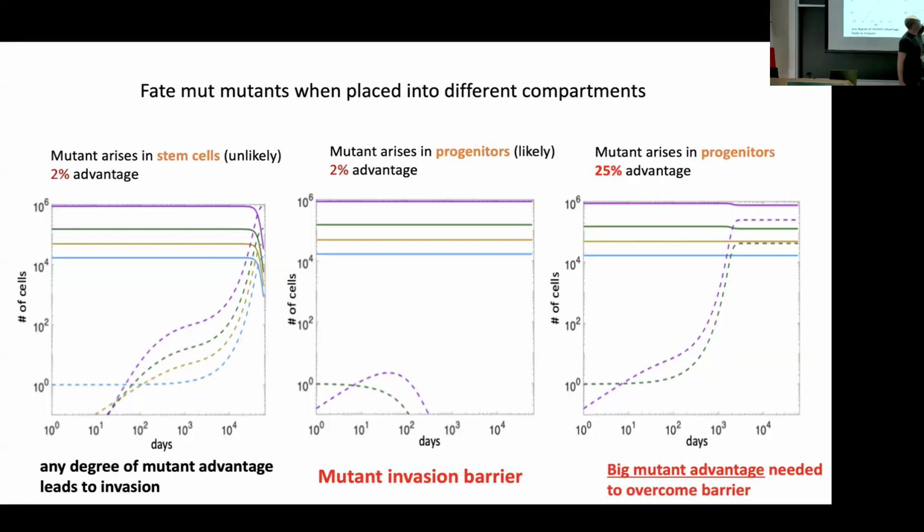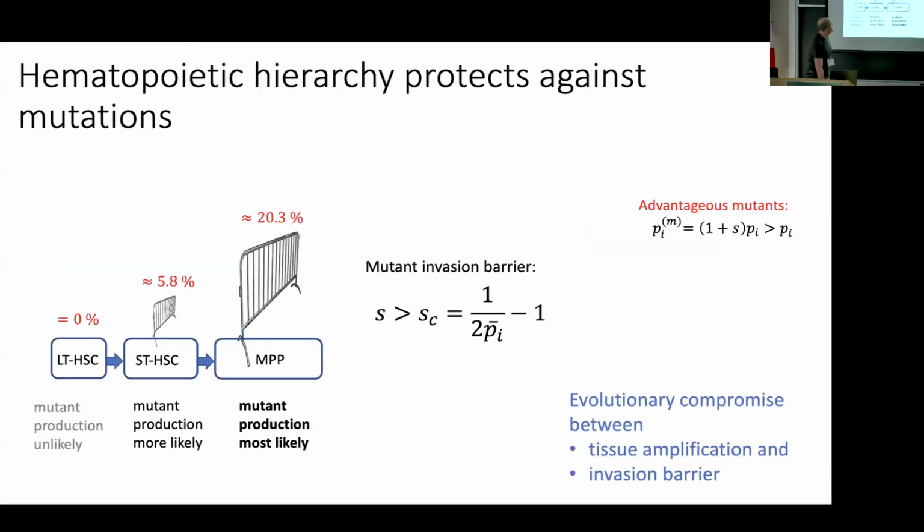However, if you give these mutants a massive advantage, 25% in this case, they will grow in a reasonable amount of time and take over. So you need a monster mutation in this simulation in order for it to take off in these downstream compartments. So this indicates that there's a barrier to mutant invasion in these downstream compartments. And this is shown here, and there's a trade-off going on. We can calculate the mutant invasion barrier analytically, and based on the parameters that we have, we could put numbers to them.